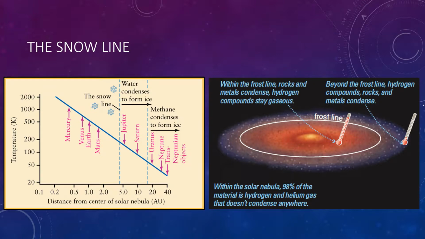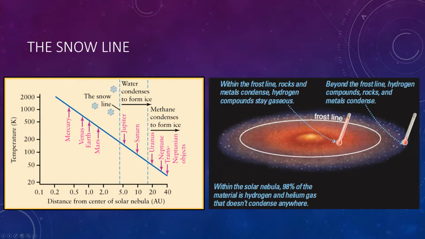So here's a great graphical representation of everything we're talking about. The graph on the left shows how temperatures probably varied across the solar nebula as the planets were forming, and the present-day position of the planets. Note the general decline in temperature with increasing distance from the center, right? So you see, here's basically where the sun would be, or the proto-sun, and the further away you move, the colder it gets.